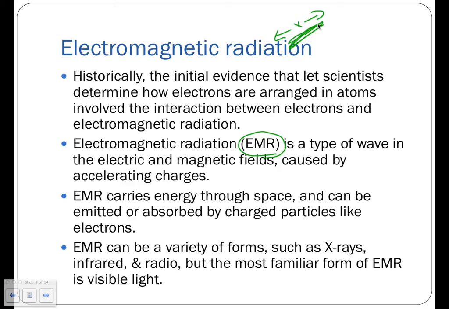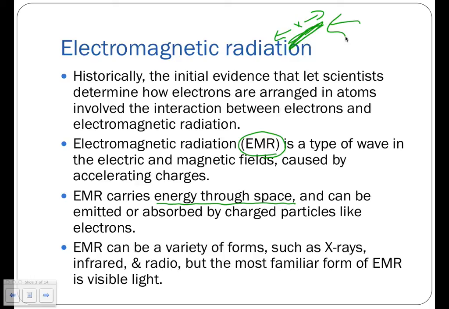Some things are important to know about electromagnetic radiation. One is that it carries energy through space. All waves carry energy through space, but electromagnetic radiation is particularly important here because it is emitted by charged particles, like we talked about up here, and it can be absorbed by charged particles. If I have an atom that has electrons and it gets hit by one of these electromagnetic waves, it can often absorb the wave. The energy transfers from radiant energy, the energy carried by electromagnetic waves, into some other form of energy, most commonly electric potential energy or chemical energy.